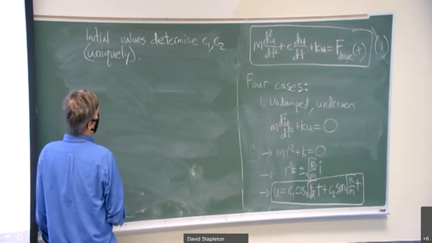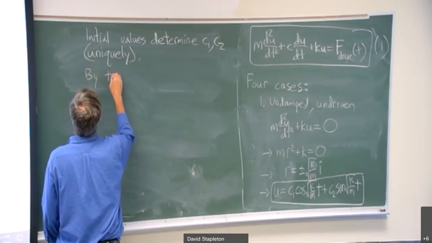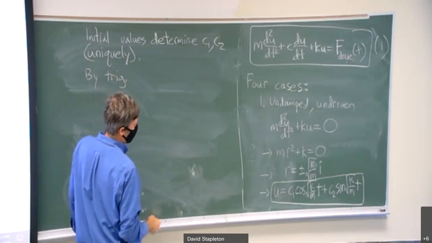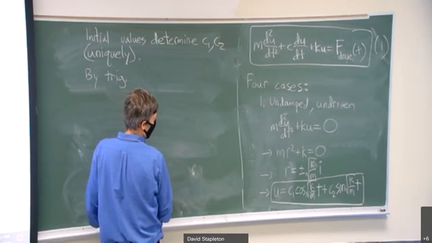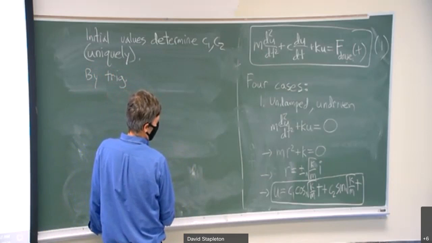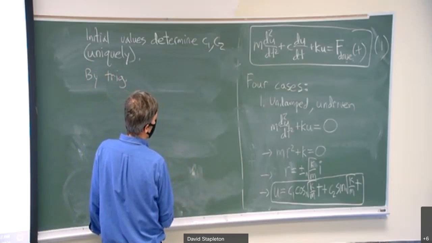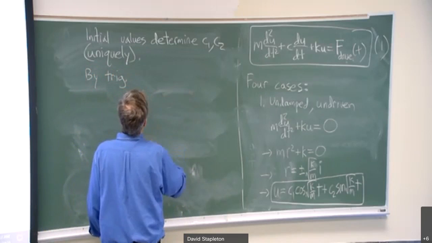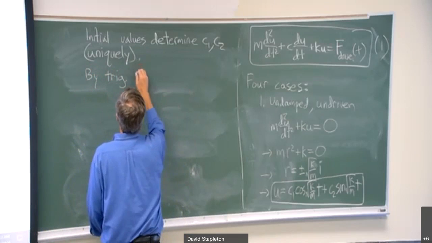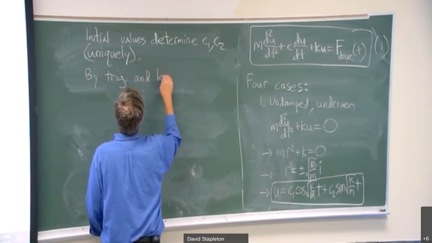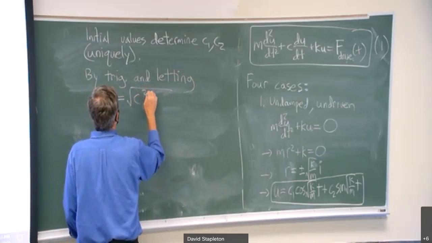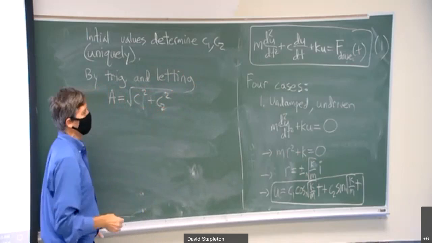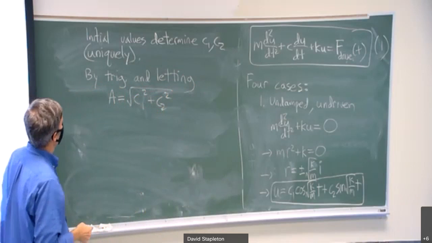All right. What you do now is, by trigonometry, you do this. You let A denote the square root of C1 squared plus C2 squared. Whatever those constants come out to be because of initial conditions, you're going to let A be that number.